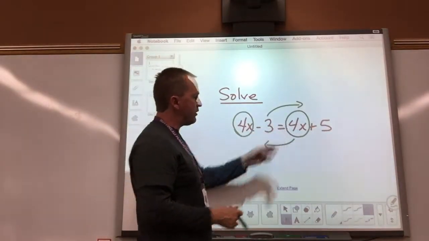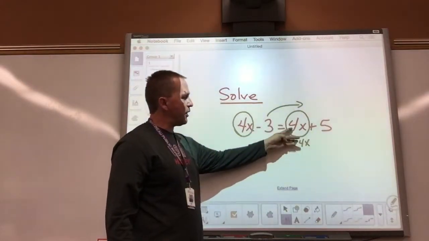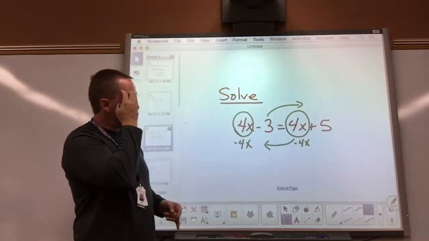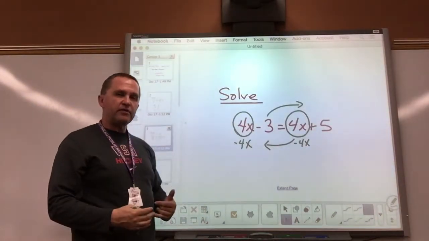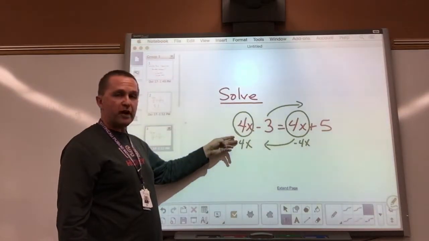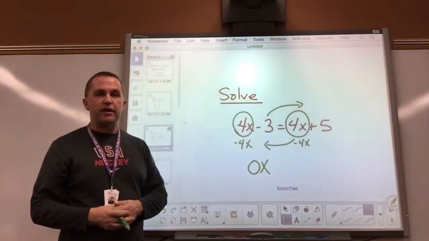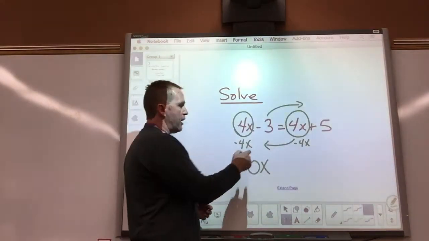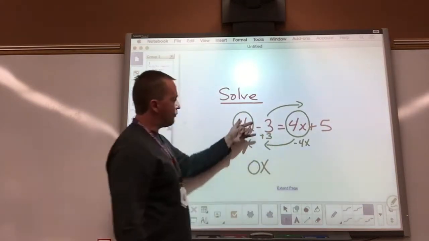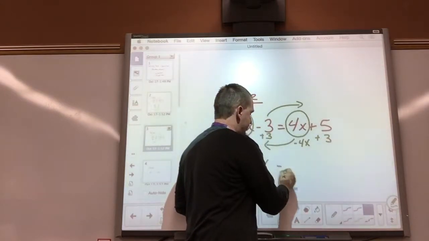How do I get rid of this plus 4x? I would subtract 4x. A plus 4x and a minus 4x would drop out, but I have to also subtract 4x here. Now, we might say that they drop out, but on the left side, I want to write how many x's I actually have. If I had 4x to start with, and I subtract 4x, I have 0x on the left side, or 0 x's on the left side. I'm now going to get rid of the subtract 3 by adding 3. The minus 3 and the plus 3 would drop out, and I will also add 3 on this side.